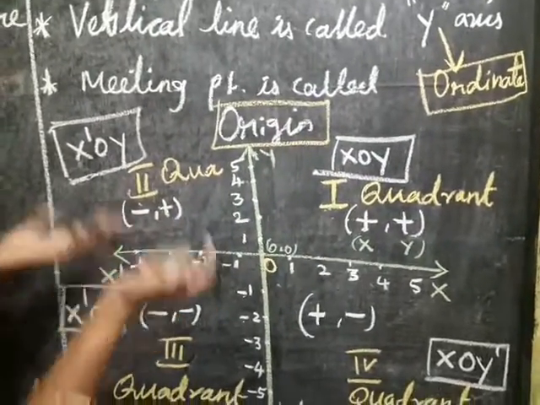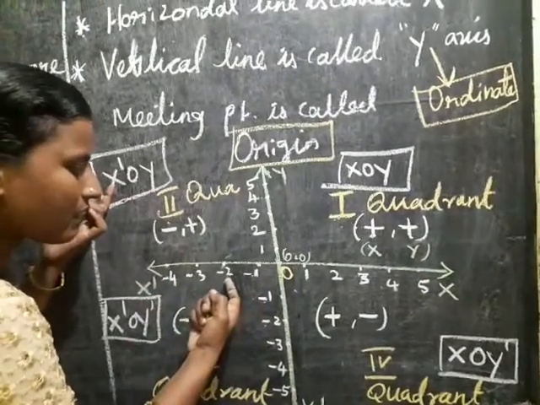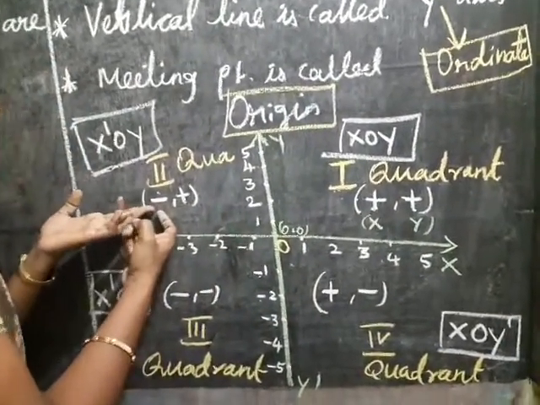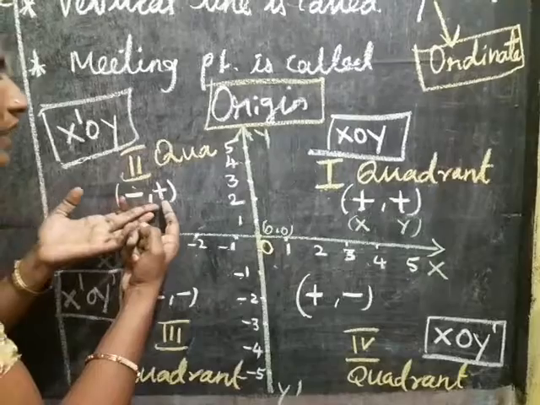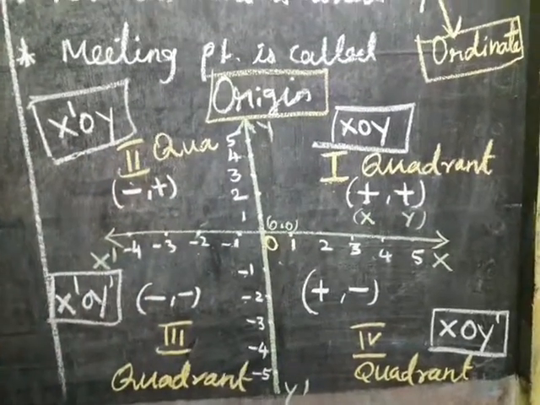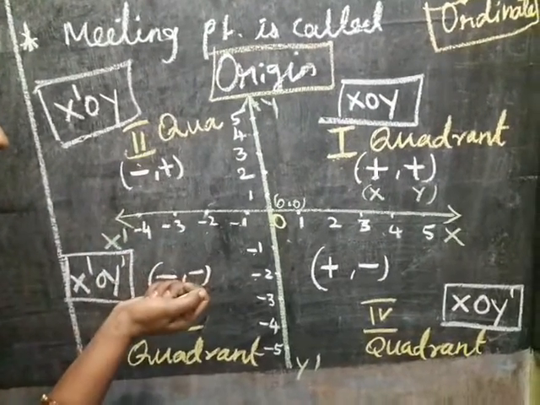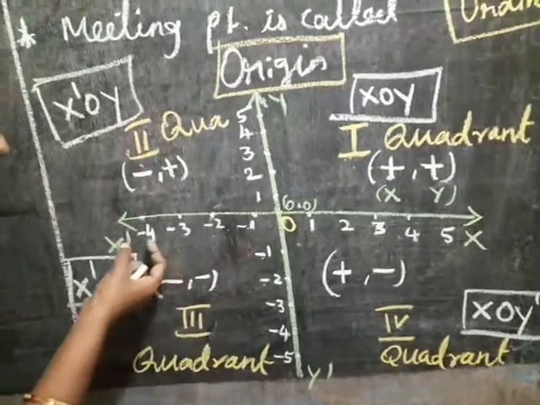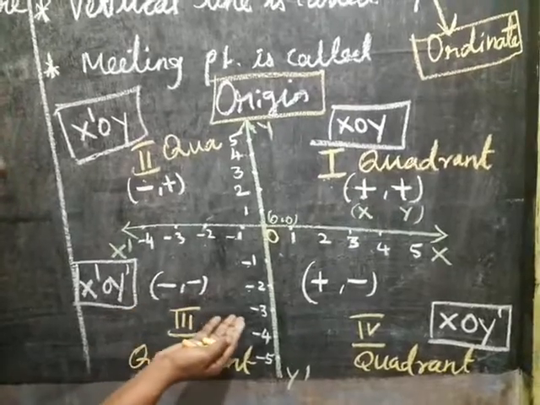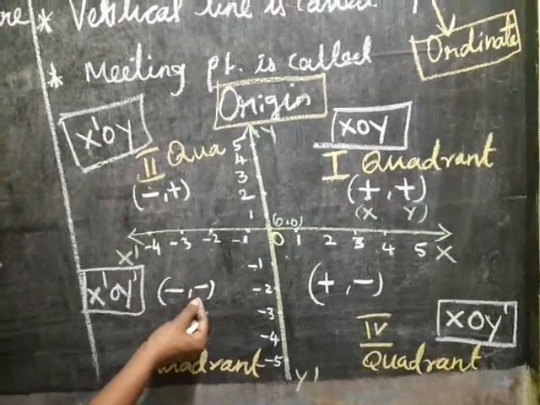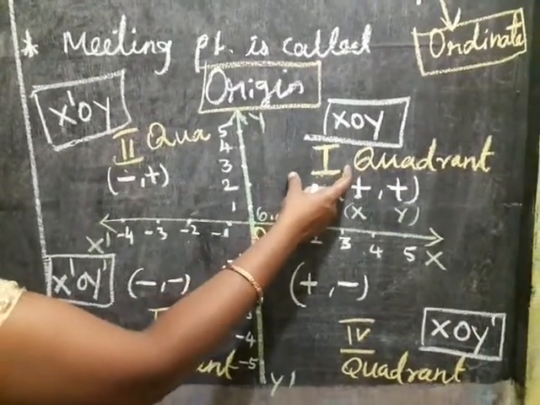How to write the sign? See the x value. Always consider the x value first. The x value is negative, so we give the negative symbol. And the y values are all positive, so you give the positive sign. Clear? And then see the third quadrant. Which one do we see first? The x values. They are negative, so you put the negative sign. And the y values are also negative, so give the negative sign. So the third quadrant is always negative, both of them. The first quadrant is always positive.